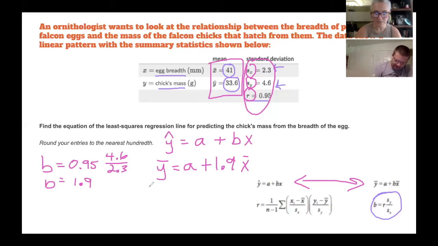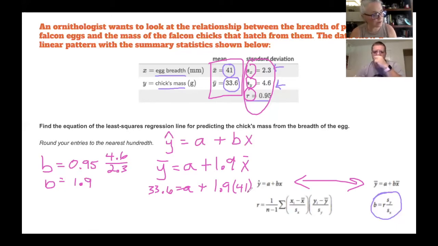So now I need to put 33.6 and A. So we're going to do 33.6. And then 1.9, X bar is 41. So we're going to do 1.9 times 41. And that's going to give us 77.9. And we're going to take that away from 33.6, 33.6 minus 77.9, and we're going to get negative 44.3.